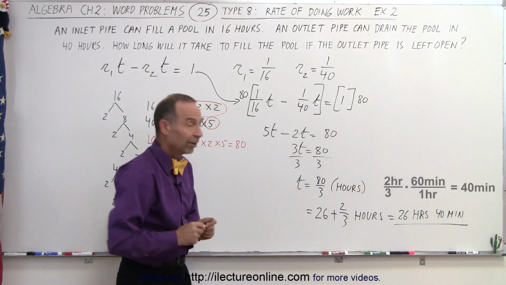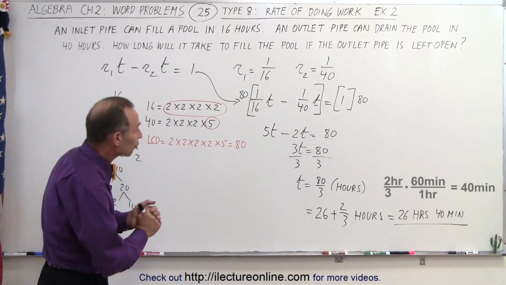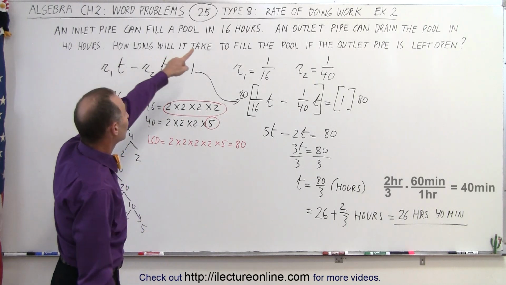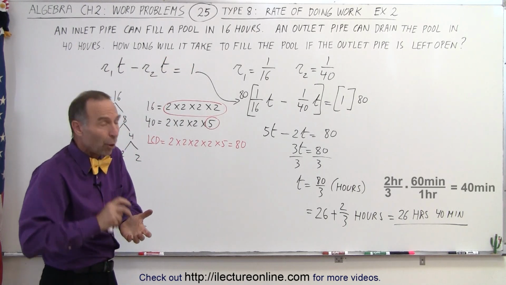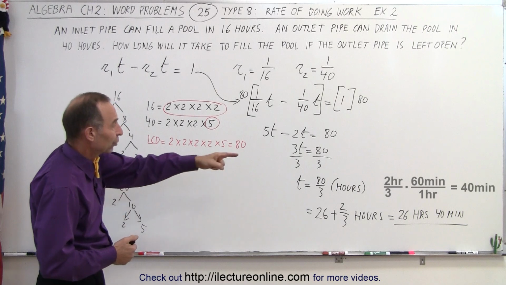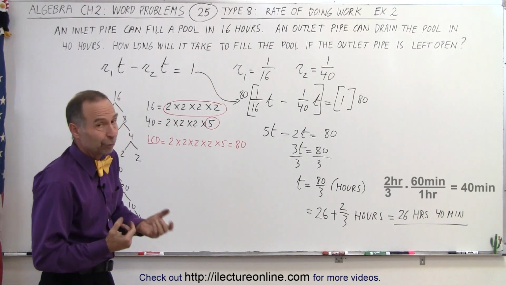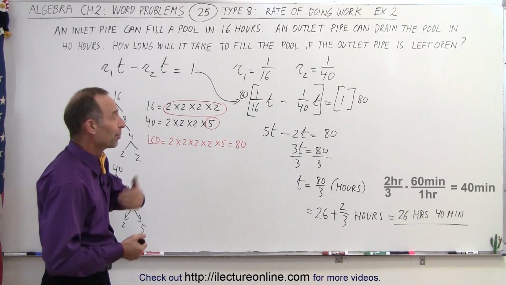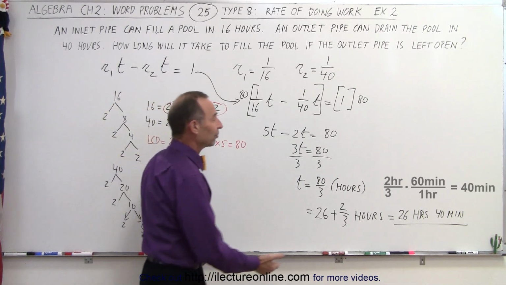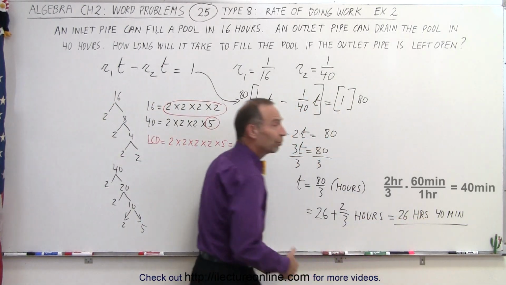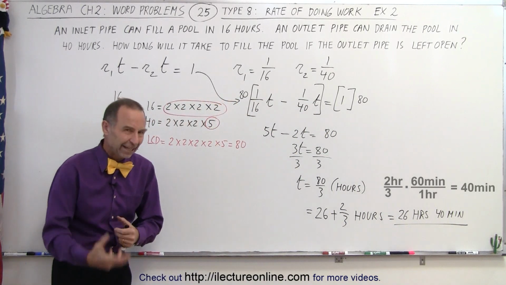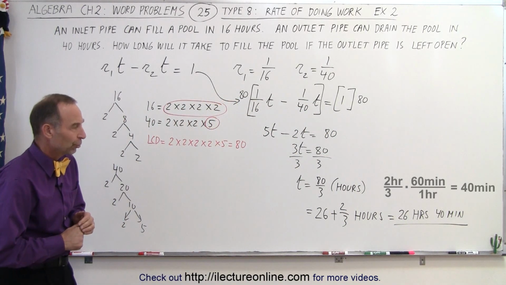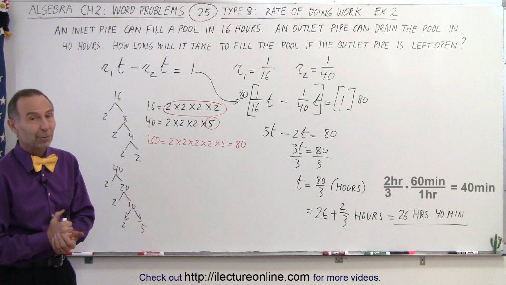And so that means that if you close the drain pipe, the pool will fill in 16 hours, but if you have the drain pipe open while you're trying to fill the pool, it will take 26 hours and 40 minutes. Of course, you'll be wasting a lot of water as water is flowing out of the drain pipe while you try to fill it, but at least after 26 hours and 40 minutes, the pool would be completely filled if the drain pipe is left open as well. And that is how we solve that problem.